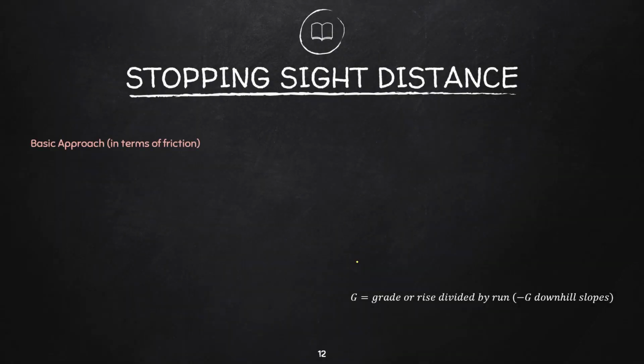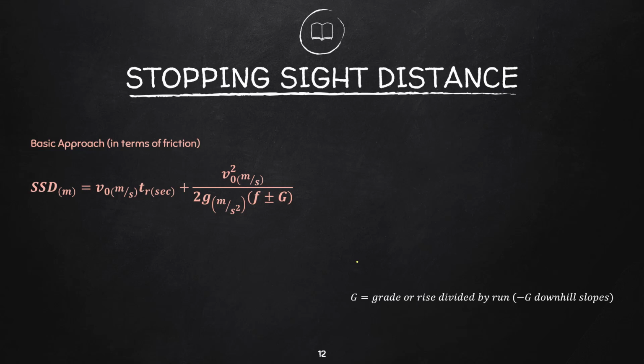We have two types of approaches for measuring stopping sight distance. First is the basic approach, which is in terms of friction. So SSD is equal to V sub 0 times TR, or the brake reaction time, plus V sub 0 squared over 2g times f, or the friction, plus or minus G. So G is the grade, or rise divided by run. We consider negative G for downhill slopes, or if the vehicle is going downhill.